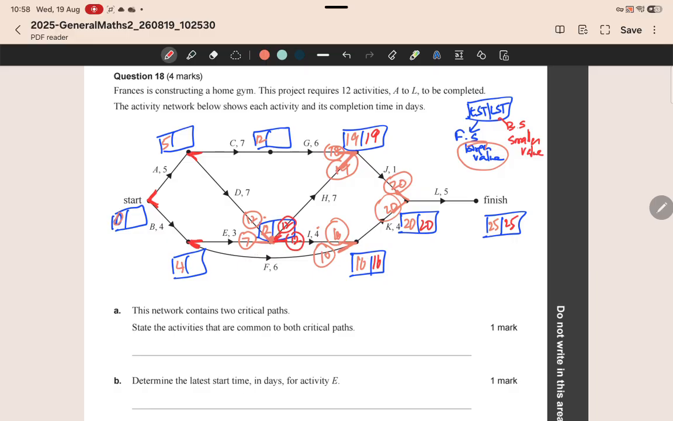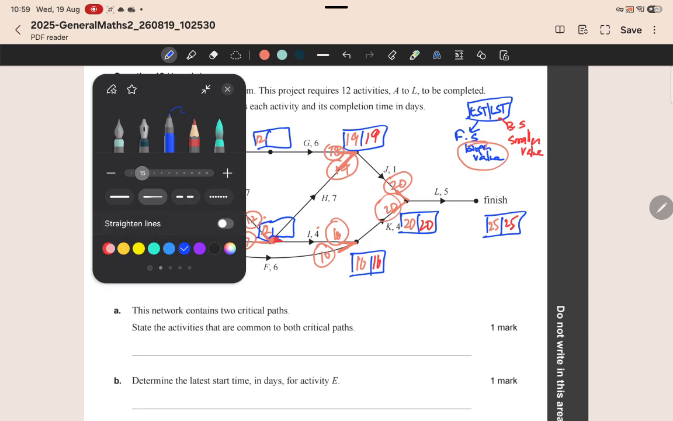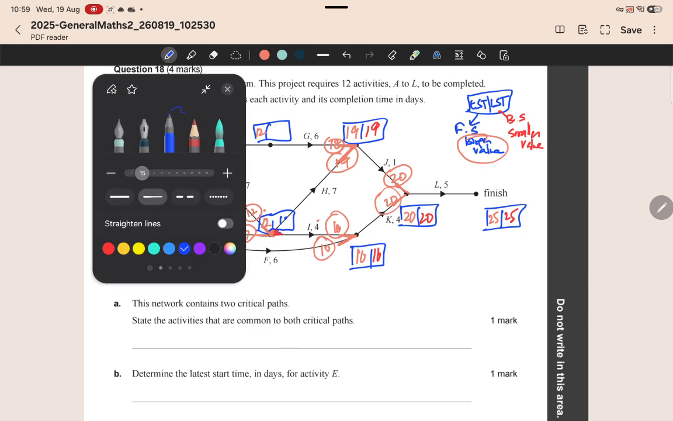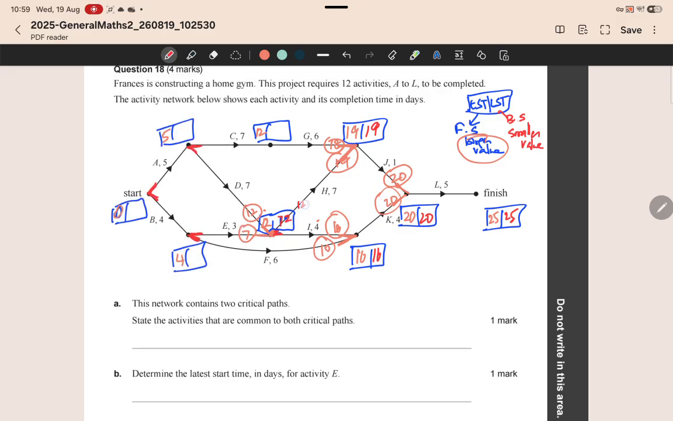And so that's 12. So now if you go along D, 12 take away 7 is 5, and because there's two edges coming towards this vertex, let's go from the end of G. 19 take away 6 is 13, and 13 take away 7 is 6, the smaller value being 5. And then 5 take away 5 is 0.